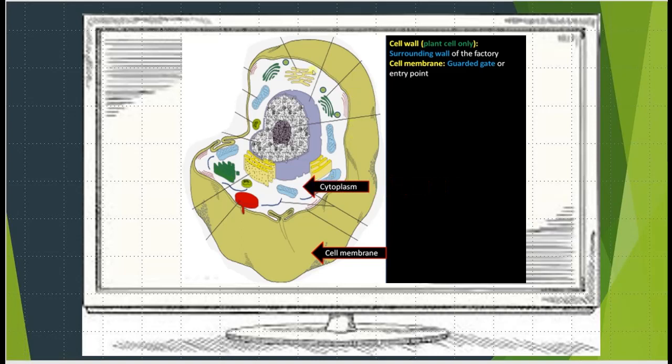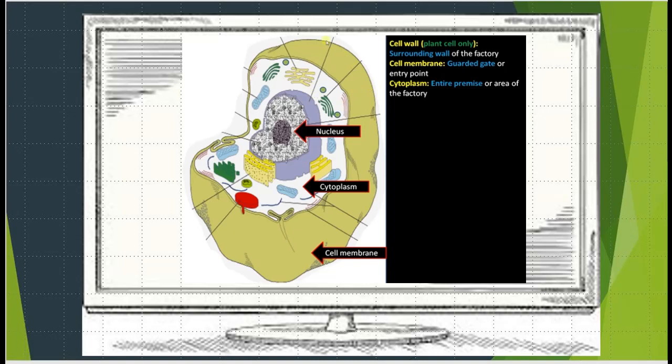Then next is the floor, that is the cytoplasm. Cytoplasm can be considered as the entire premise or area of the factory where all the activities of the factory take place. In the case of cell, cytoplasm is the region where all the organelles are present.